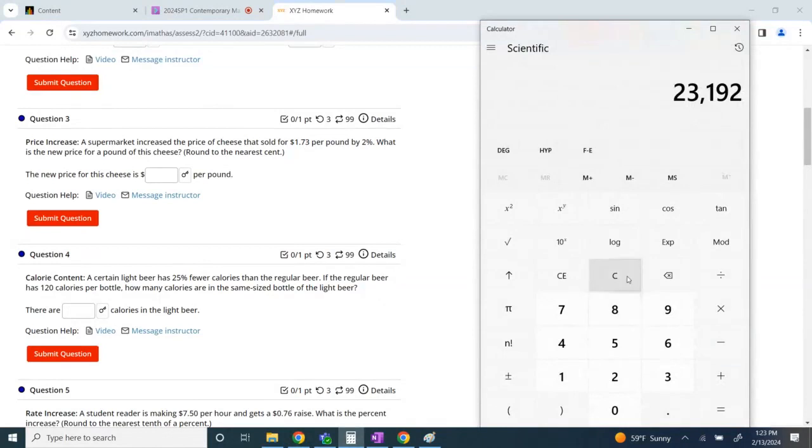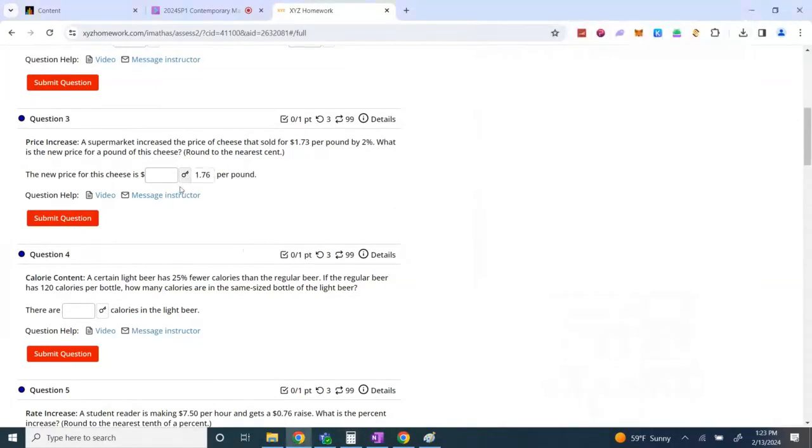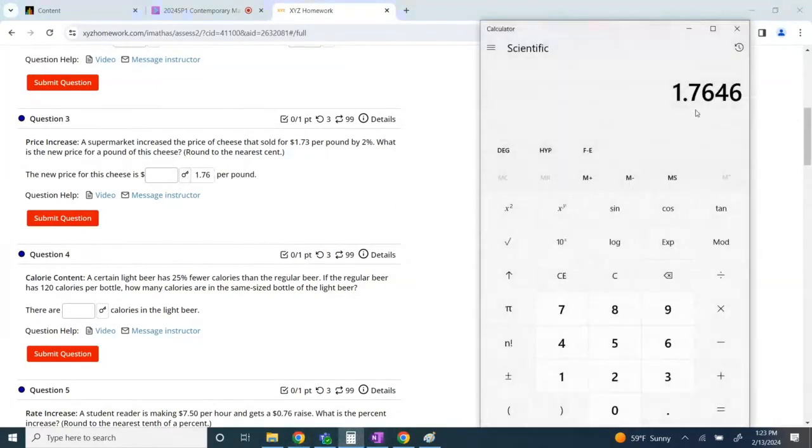Okay, so I'm just going to do that on the calculator right here. So I'm going to take $1.73 and multiply by 1.02, which is 102%. And if I round to the nearest cent, that's the same thing as rounding to the nearest hundredths place, or 2 places after the decimal. So notice that new block of cheese should be $1.76.